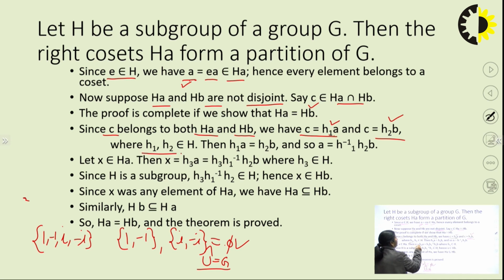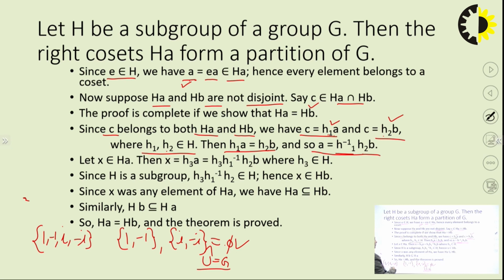As we know, both are from H only. C is equal to H1A and C is equal to H2B. So it means H1A is equal to H2B. Because they belong to H, it is closed under inverse as well as operation. So simply we can take A is equal to H1 inverse H2B. Why? Because the inverse is also present in the set. It is closed under operation as well as closed under inverse. So the A value we have calculated with this assumption.